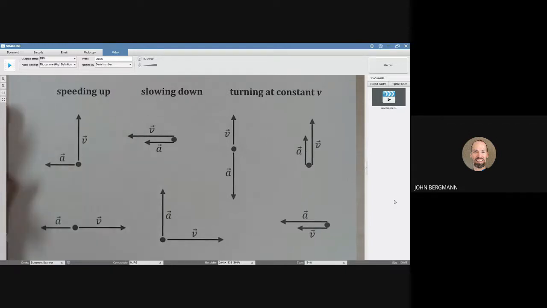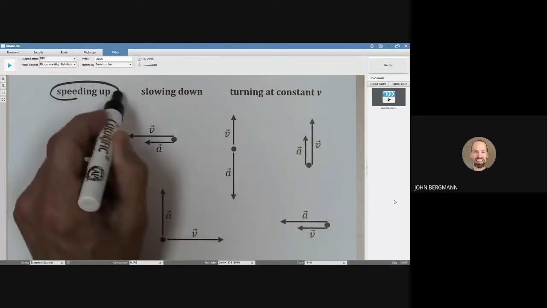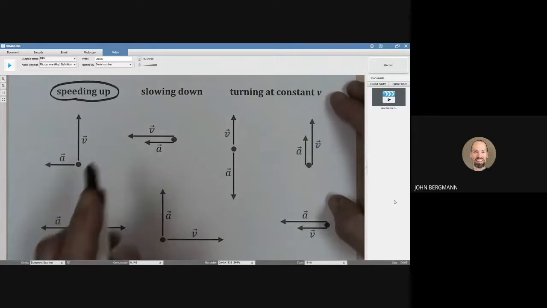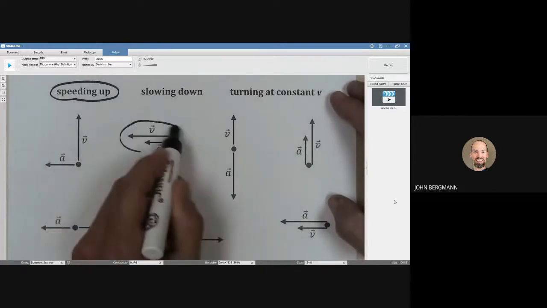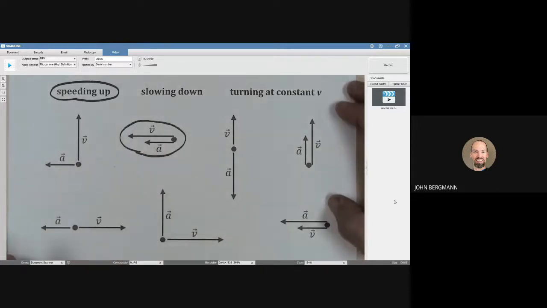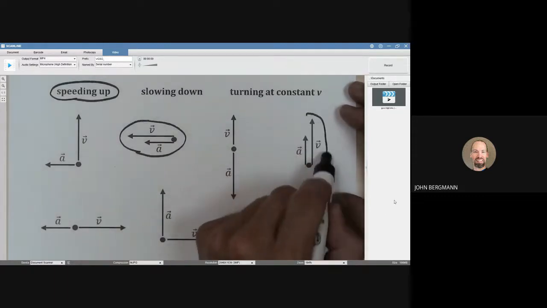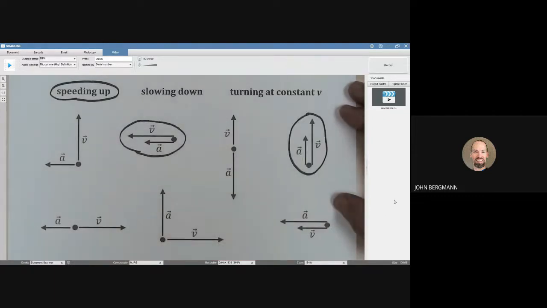You should have learned in your first year class that if the velocity and acceleration vectors are pointing in the same direction, that object will be speeding up. So that one there is speeding up. How about this one on the right? He's speeding up as well. Any others? Yep. How about in the lower right? That looks like speeding up to me.